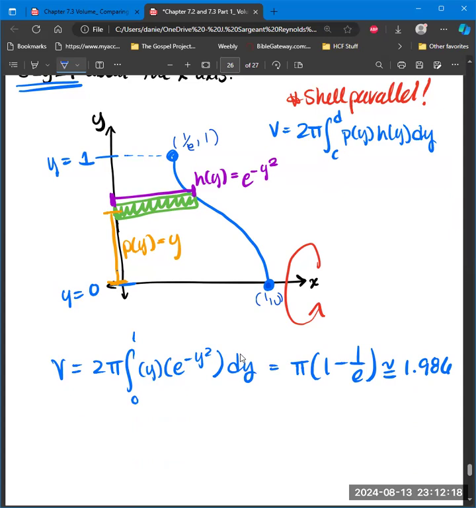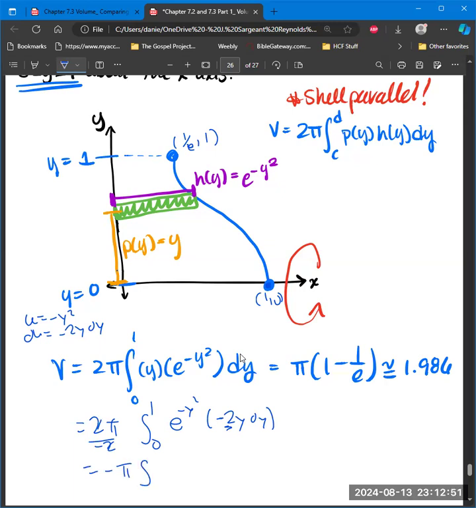Let me show you the work for this. 2 pi. Your u is going to be negative y squared. Your du is going to be negative 2y dy. So this is going to be e to the negative y squared times negative 2y dy. And when we multiply by negative 2 on the inside, I have to divide by negative 2 on the outside, from 0 to 1. So this is a negative pi, and then this is going to be the integral of e to the u du.